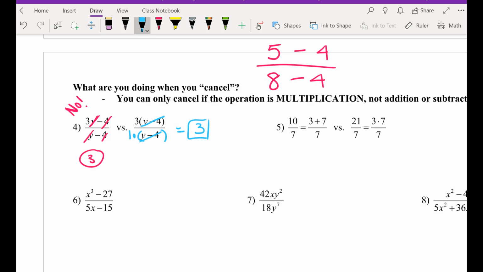Which one is okay to cancel, which one's not? Right is okay to cancel. Left is not. The reason is, if I cancel the 7s, would you agree that now this is just 3? Is 3 identical to 10 divided by 7? No. So this is not okay. On the right side, can I cancel the 7? Yes. Because that's now 3. 21 divided by 7 is also 3. So on the right side, it's okay. On the left side, it's not. So the rule of thumb is you may not cancel unless they are multiplying.